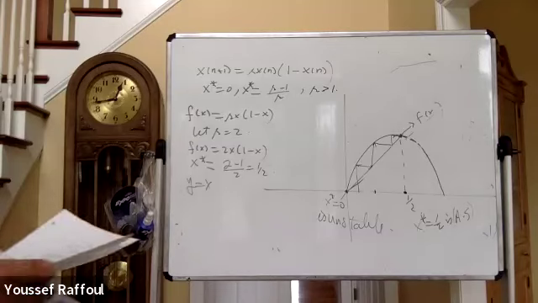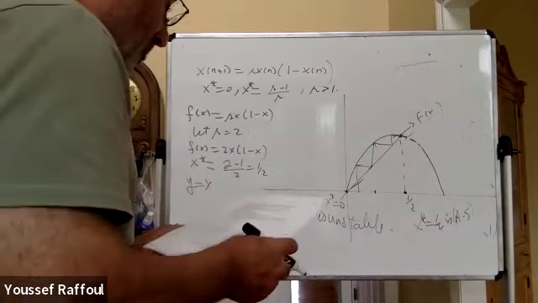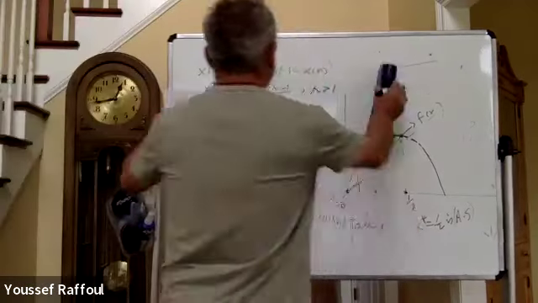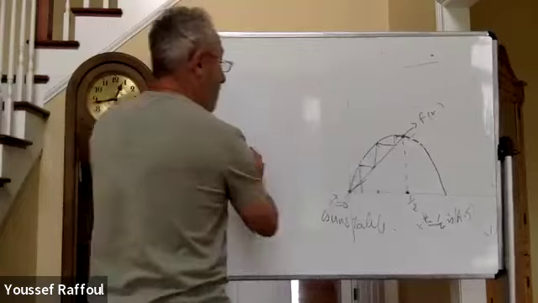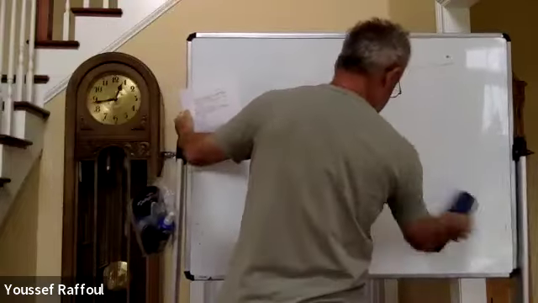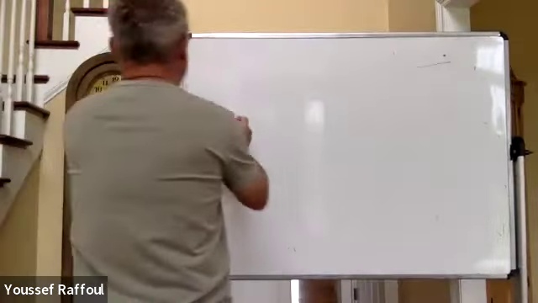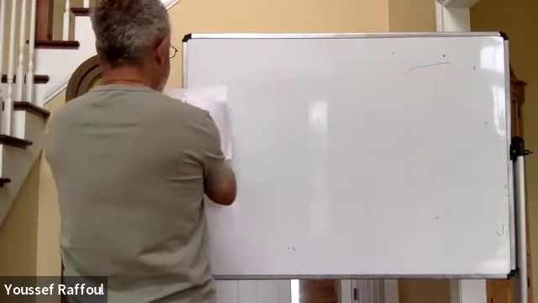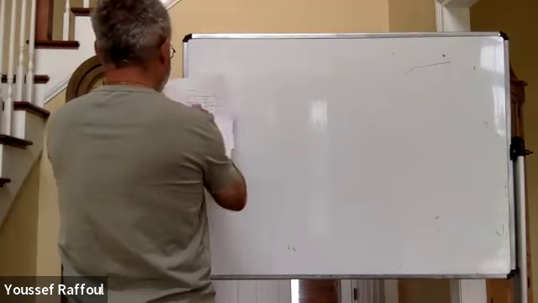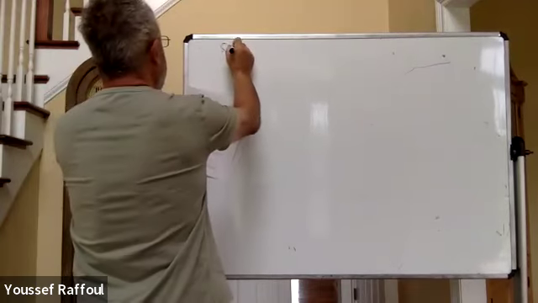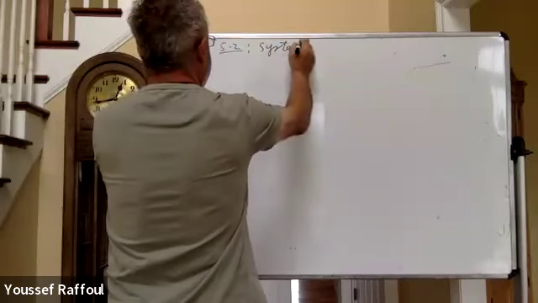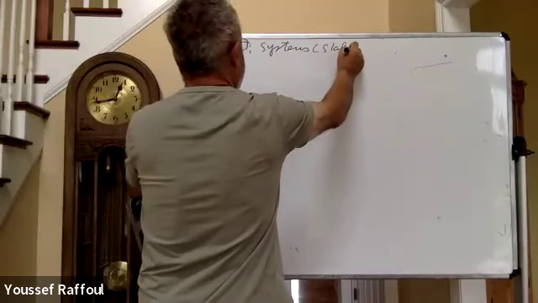Okay, so I want to do a more definition, but I need a concept called a norm. So I'm going to go on to 5.2, system stability.